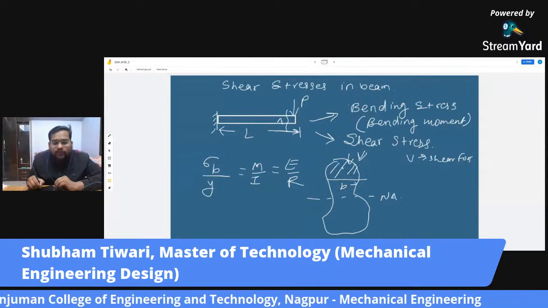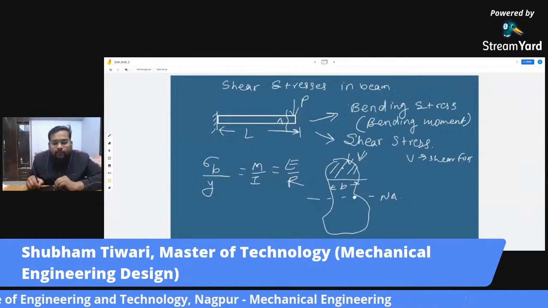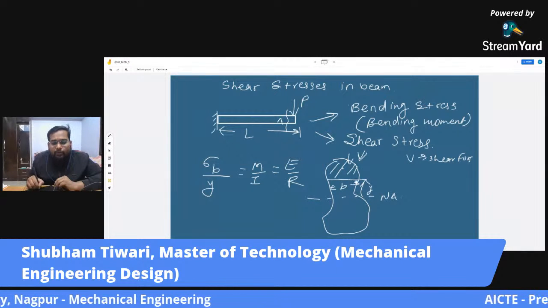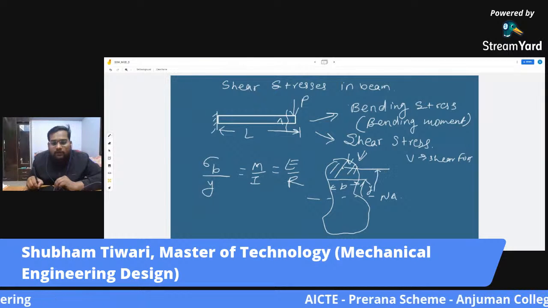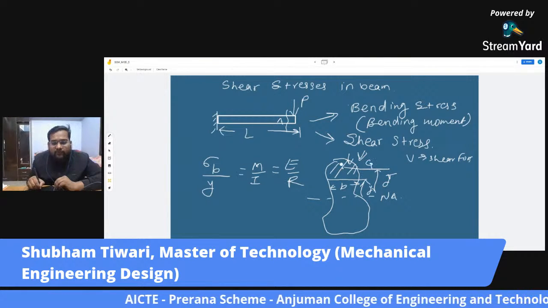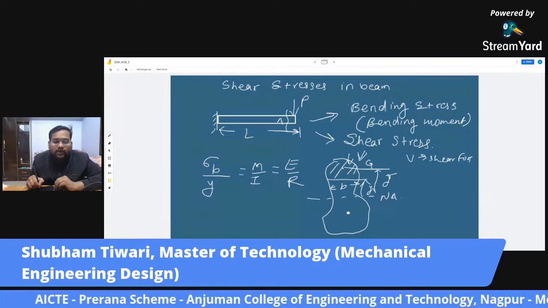The width of this cross section is B. Y is the distance of this bottom layer from the neutral axis, and y bar is the distance of the centroid of this area from the neutral axis.